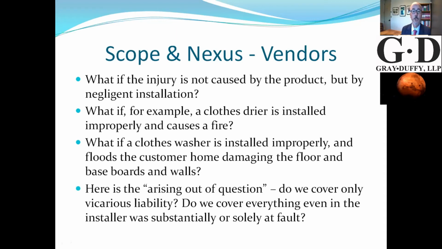Or what if a clothes washer is installed improperly and floods the customer's home, damaging the floor, baseboards, and walls? In those circumstances, there's a fight at the first level between the installer and the vendor, the manufacturer, each pointing the finger at the other, that there's a defect in the product or that there's negligence in the installation. At the insurance level, if there's coverage for the vendor of the product under the manufacturer's policy, the question is, does it arise out of that if it was installation?